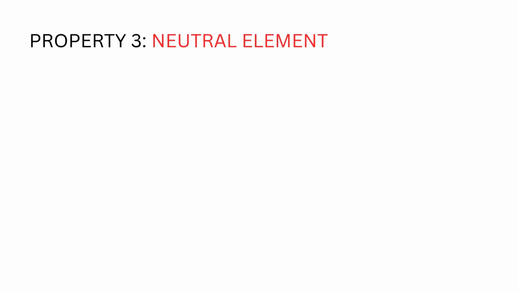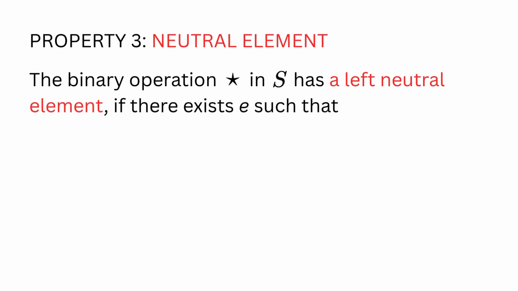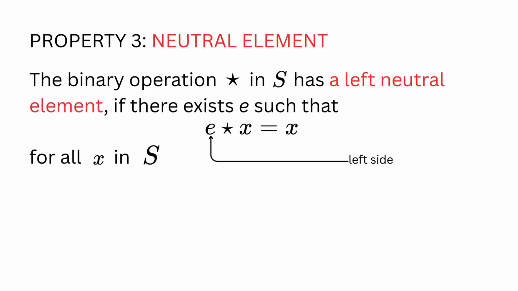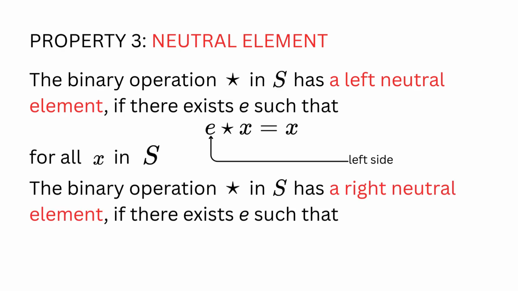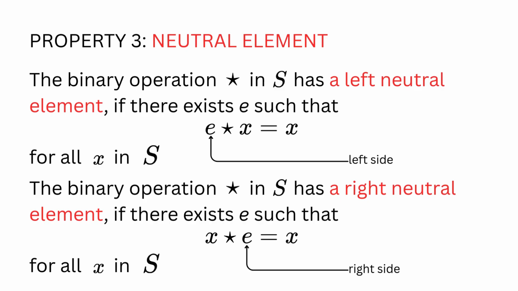Property 3. We say that the binary operation in S has a left neutral element if there is an element E such that E star X is equal to X for all X in S. Similarly, E is a right neutral element if X star E is equal to X for all X in S. The element E is called neutral if it is both left and right neutral.